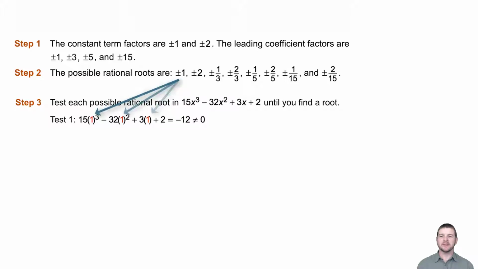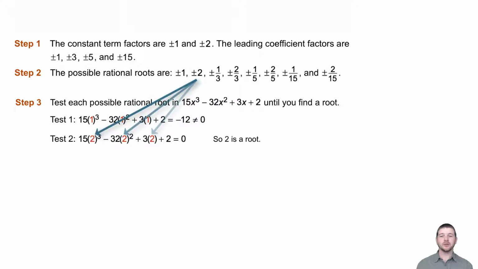Test 1. 15 times 1 cubed minus 32 times 1 squared plus 3 times 1 plus 2 equals negative 12. And that's not equal to 0, so we've not found a root. Test 2. We'll substitute 2 for x. 15 times 2 cubed minus 32 times 2 squared plus 3 times 2 plus 2 equals 0. So 2 is a root.